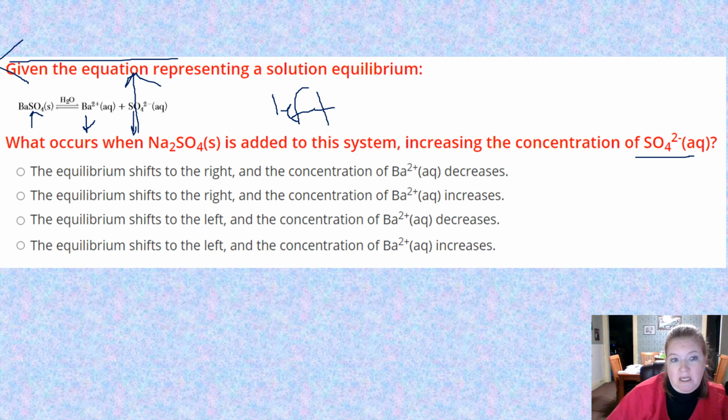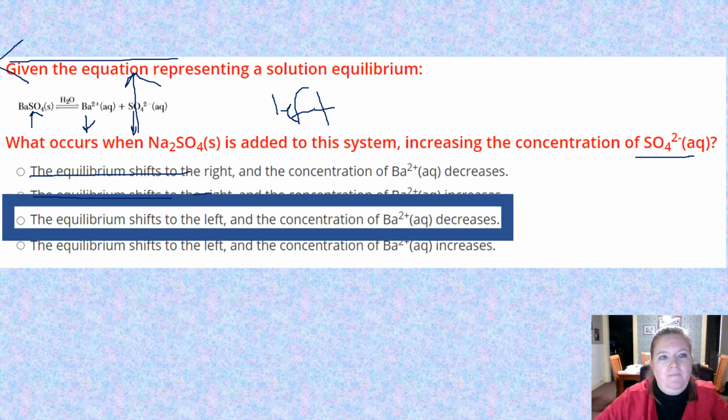We just said it shifted to the left, so that means we can get rid of these two. We know they're not right. And what did we say happened to BA? It went down. So there we go.